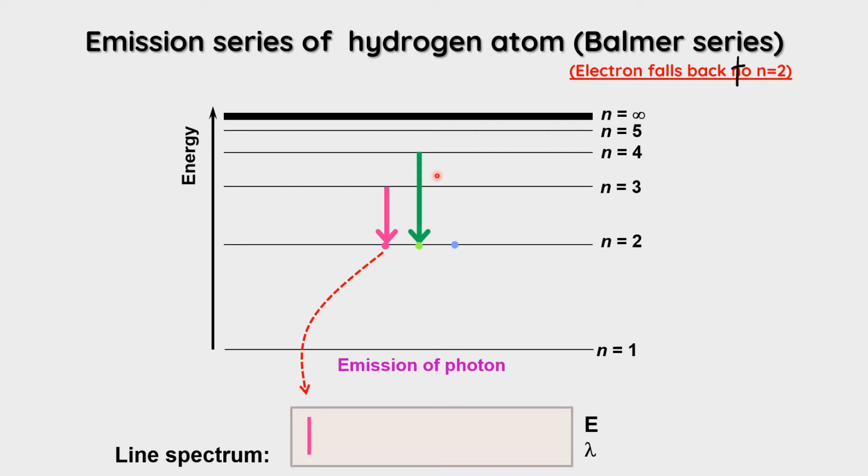The second line in the Balmer series is the transition from n=4 to n=2. The energy released will appear in the line spectrum as the green line. And the third transition, from n=5 to n=2, will appear as the blue line in the line spectrum of Balmer. Why can we see colors in the Balmer line spectrum? Because the Balmer series falls in the visible region.